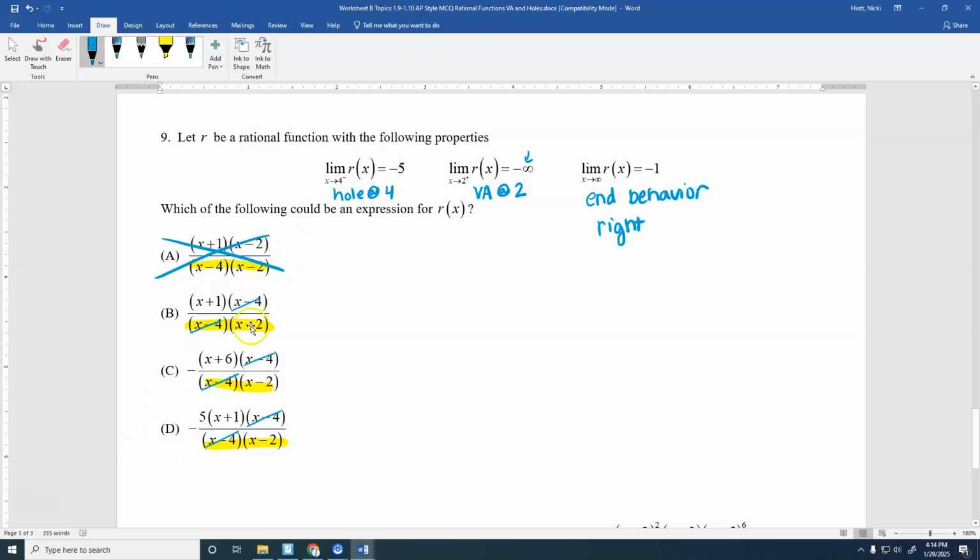All of these options also have a vertical asymptote at 2, so this does not really help us eliminate any options yet. End behavior can be helpful here because the limit as x approaches infinity is supposed to be negative 1.